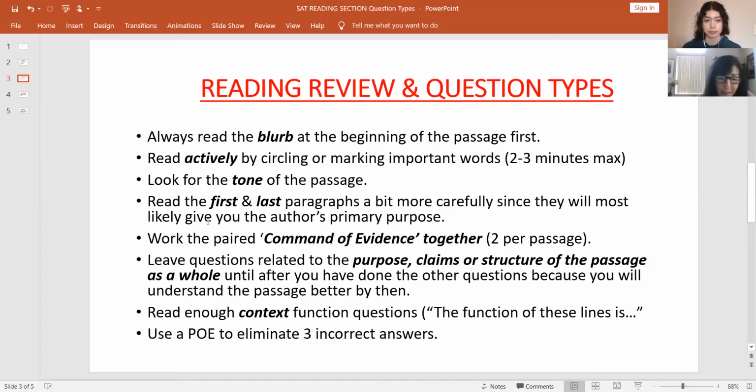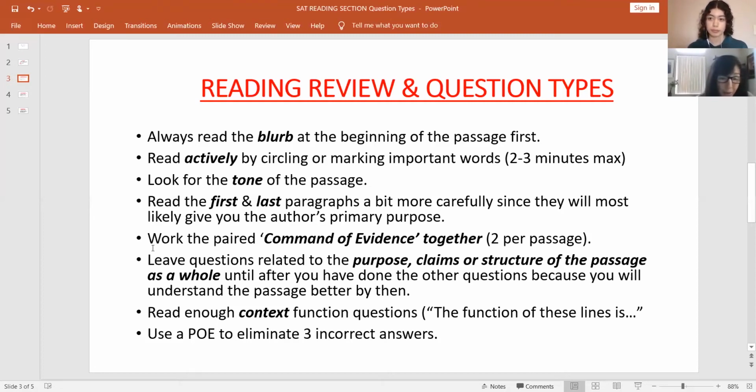Read the first and last paragraphs a bit more carefully, since they will be the most likely to give you the author's primary purpose. As I said yesterday, when you're writing an essay, you state your purpose at the beginning one way or another, and then you reiterate it at the end. So if you're getting a purpose question, you want to go to the last and the first paragraphs to get that.